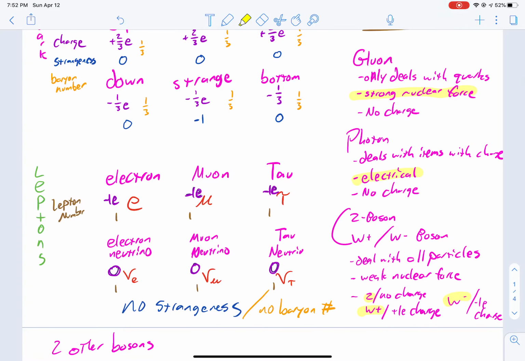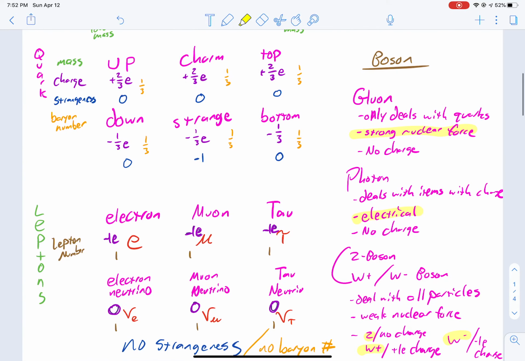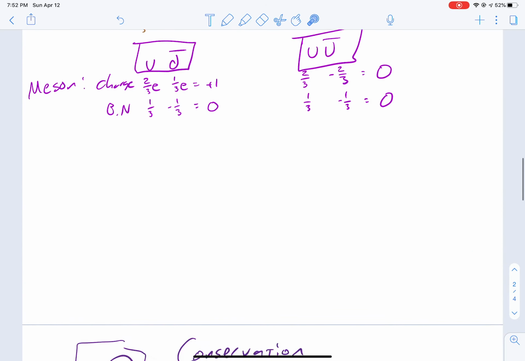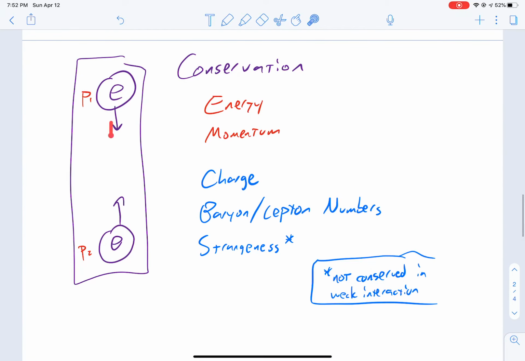So any things with charge, in other words, these particles right here, those particles are all dealing with the photons. In this case, we do have a photon. This is a photon interaction between the two.